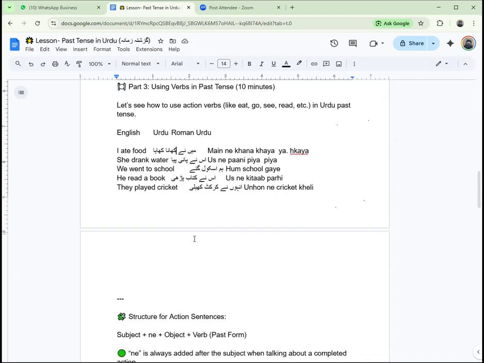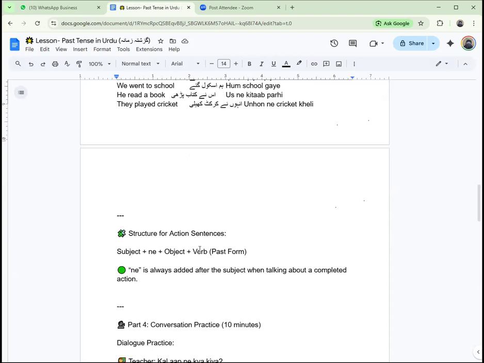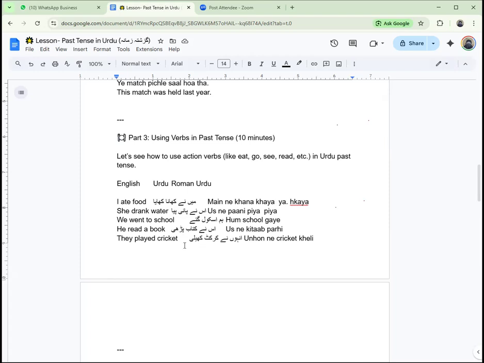And why in some sentences you put ne, and in some sentences there is no ne? It depends on the action verb we use in past tense. Like here, the example is khaya. When we use khaya, especially the indication is if our action verb ends on a, ya.